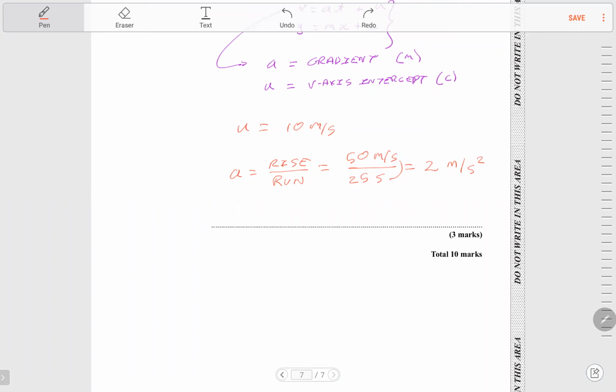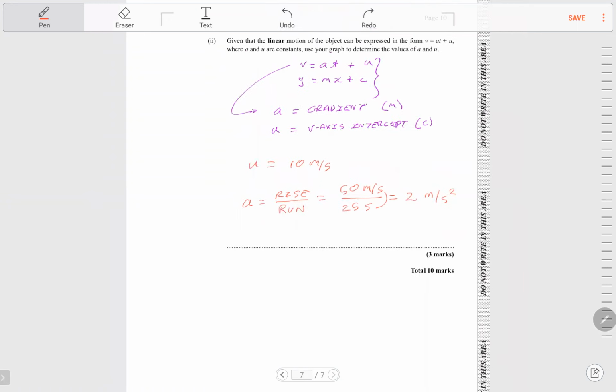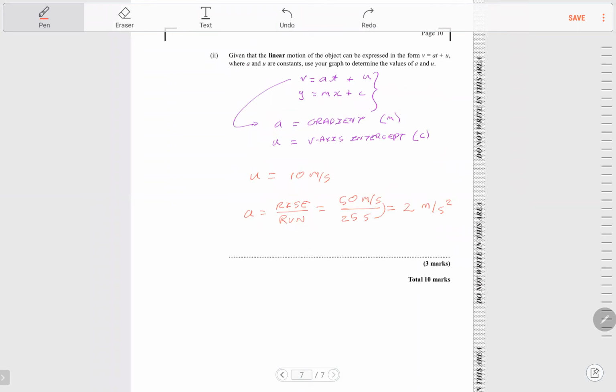That completes that paper. That's the end of this lesson for today. Anybody have any questions? Very good.